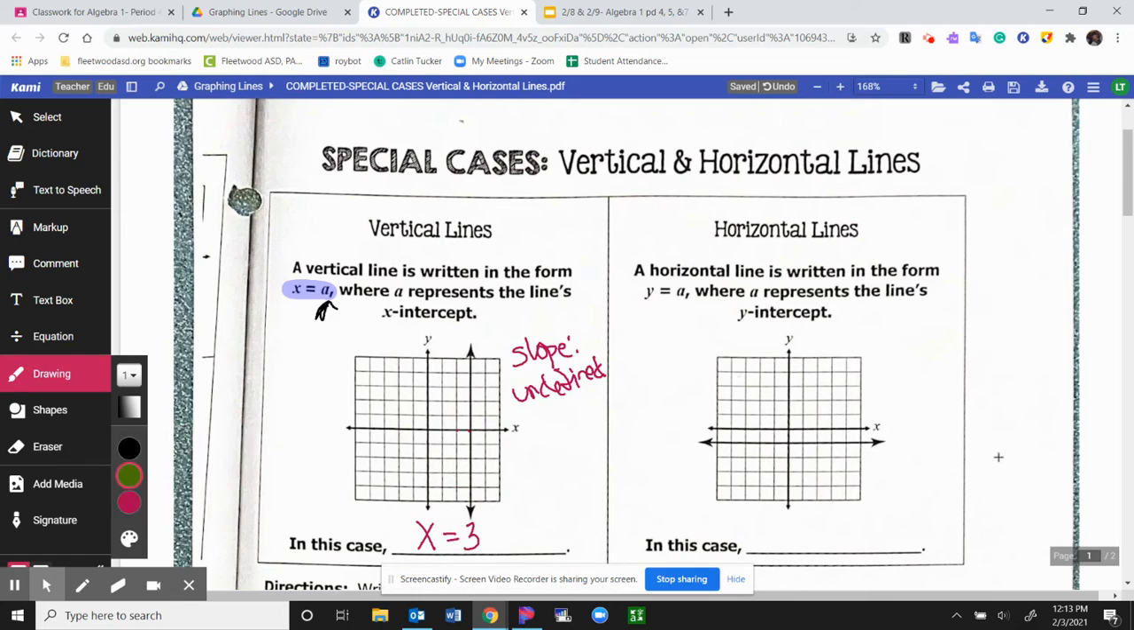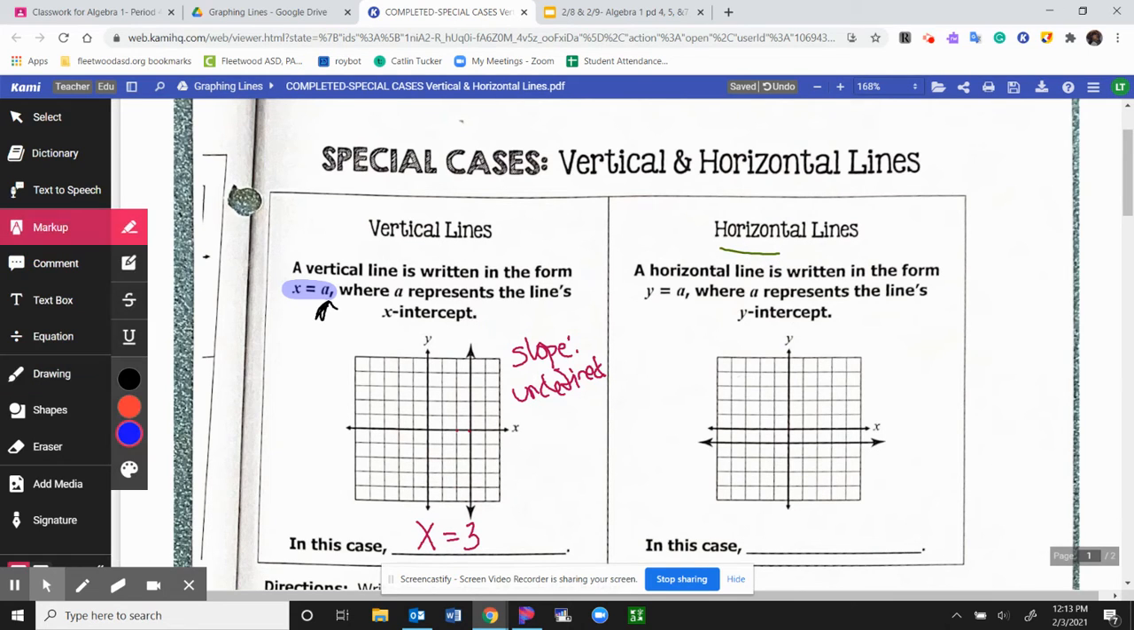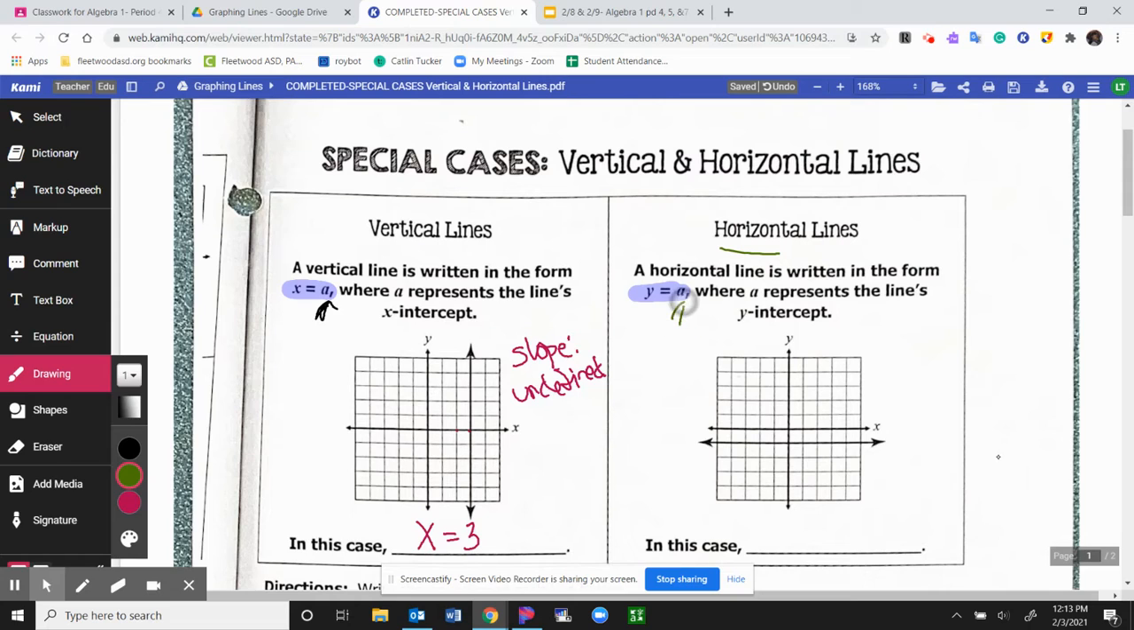Coming over here to my horizontal line, you can see here it says that a horizontal line is written in the form y equals a. Again, where a is basically your y-intercept, wherever your equation crosses the y-axis. Normally we talk about slope-intercept form, y equals mx plus b, where m was our slope and b was our y-intercept.